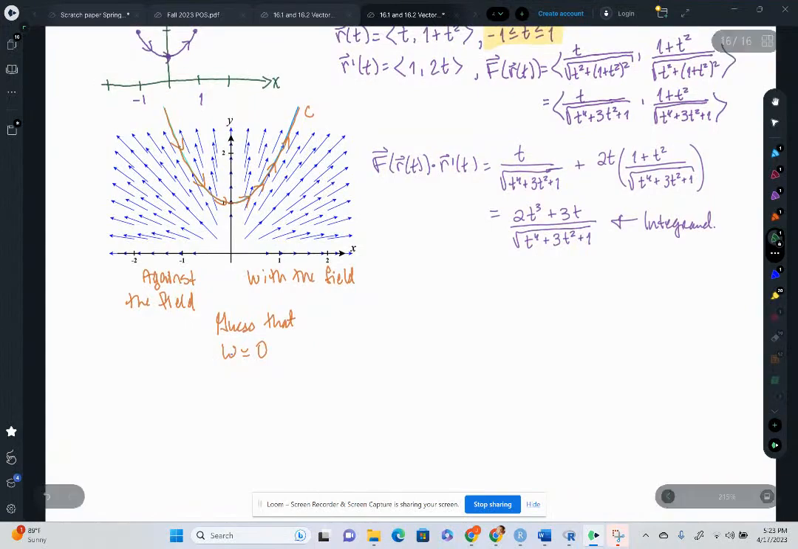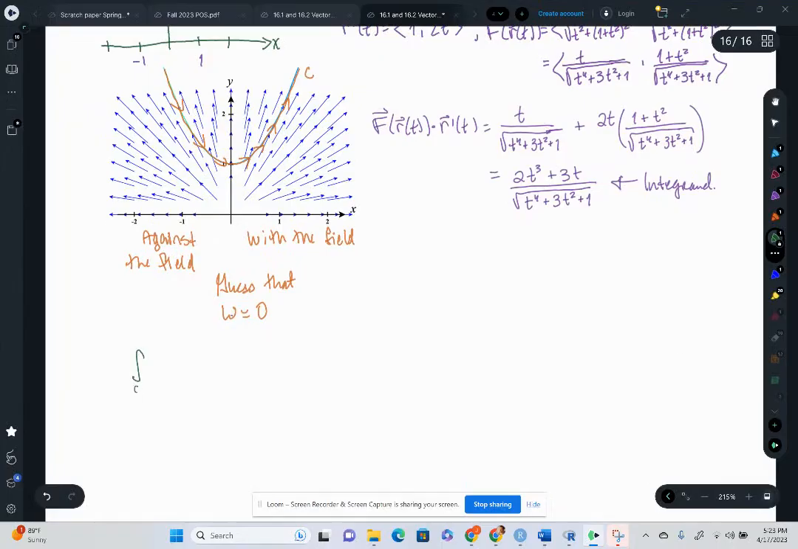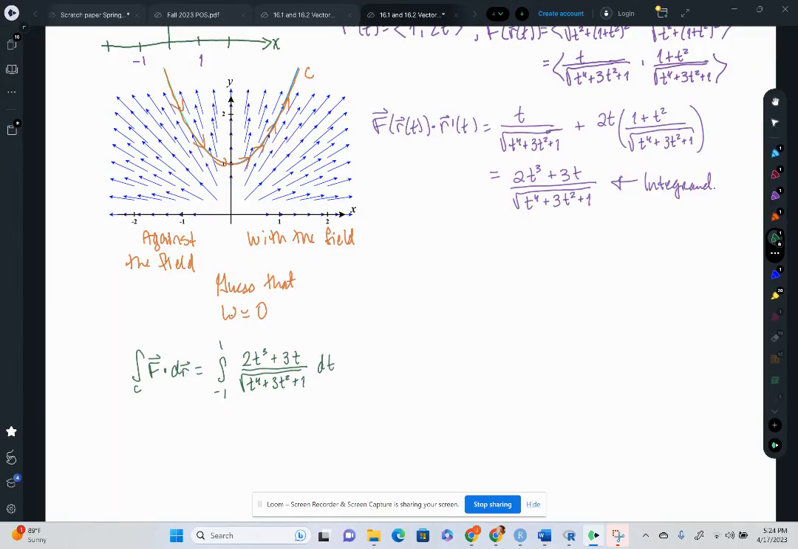Okay, so if we set up our integral, we've got the line integral over c of f dot dr is equal to the integral from -1 to 1 of 2t cubed plus 3t over the square root of t to the fourth plus 3t squared plus 1 dt. At first glance, this looks impossible to do, but I'm going to try a u sub and see what ends up happening.